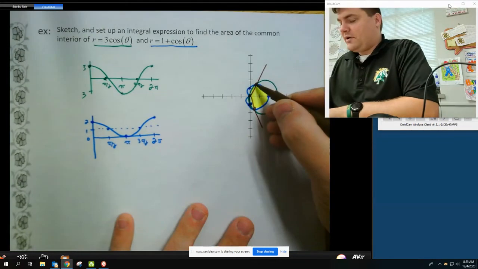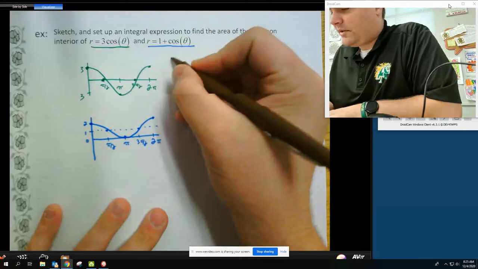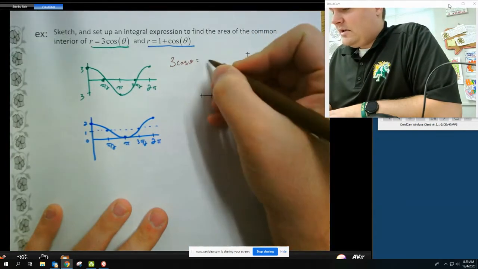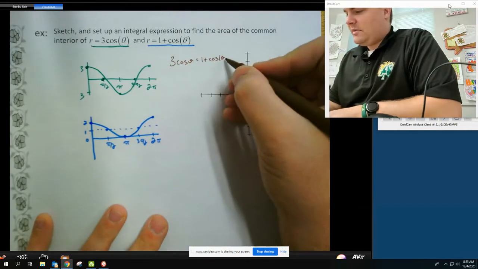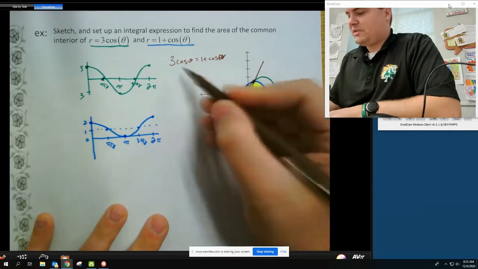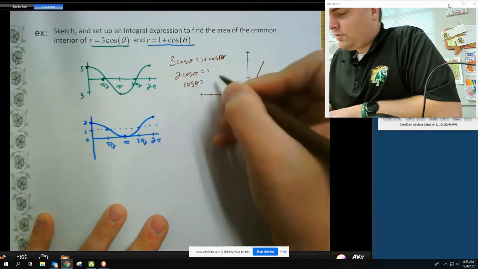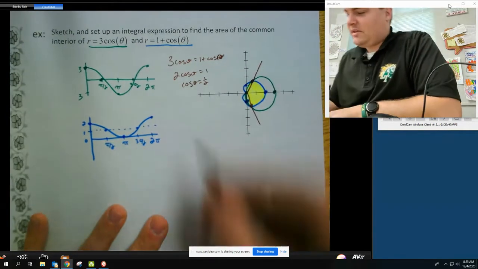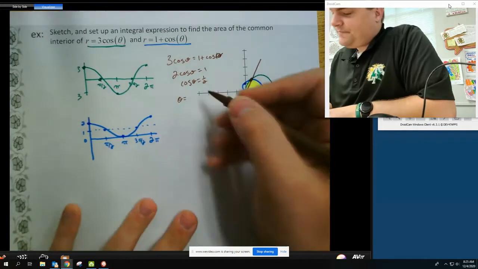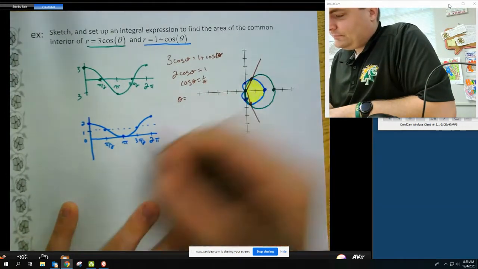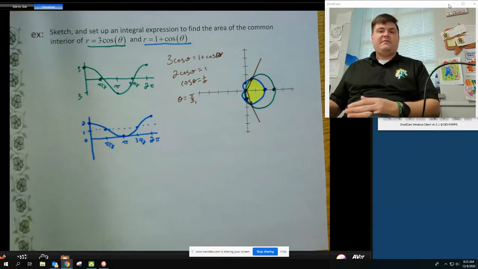Obviously, these points are important for us, these brown points. These are the intersections. So let's go ahead and find those intersections real quick. 3 cosine theta equals 1 plus cosine of theta. Subtract that over. I'm going to get 2 cosine theta equals 1. You're going to get cosine of theta equal to 1/2. And then what does cosine equal 1/2? It equals 1/2 at pi over 3 and 5 pi over 3.